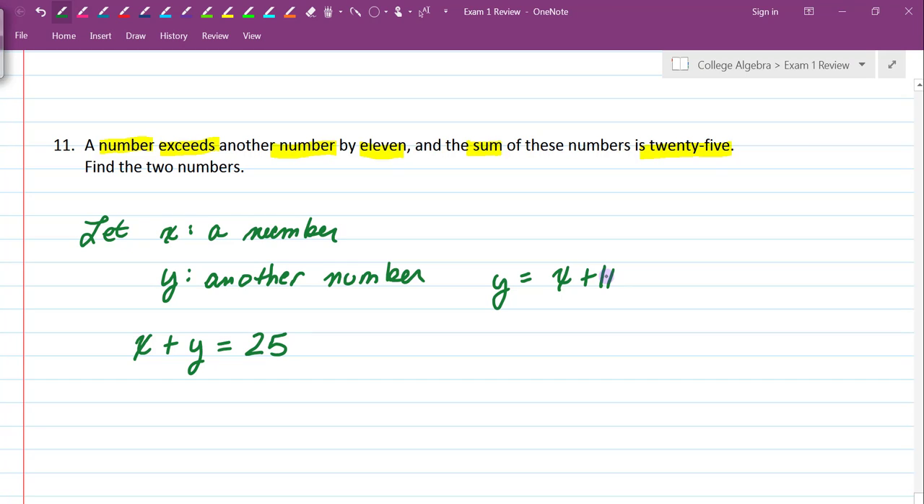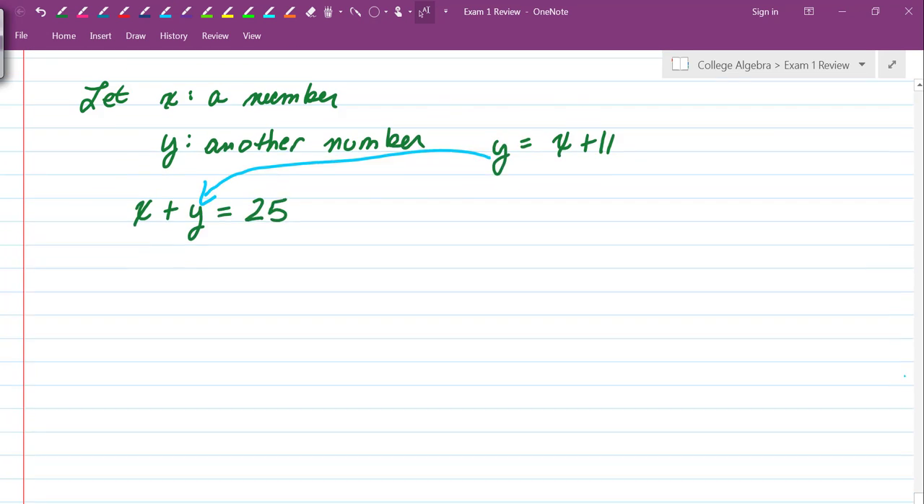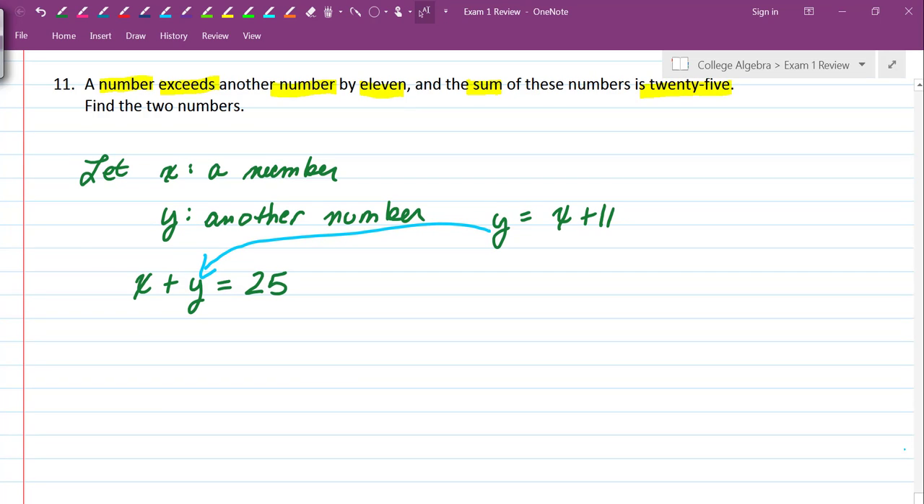Now that I know what y equals, I can take y and substitute it in right here. Let me scroll up just a little bit. There we go. So then we have x plus, now what did y equal? Y equaled x plus 11. So it's x plus y, where y equals x plus 11, is equal to 25.